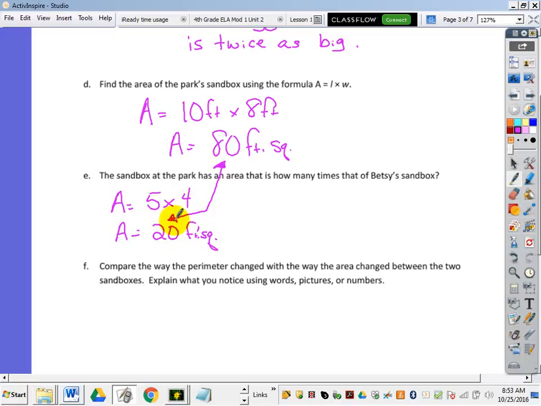I'm comparing these numbers. The sandbox of the park has a different area. I know that answer. What would you say? 160. I agree with Kate. All right, so if we draw the sandbox, the big one at the park, how many of hers can fit in there?